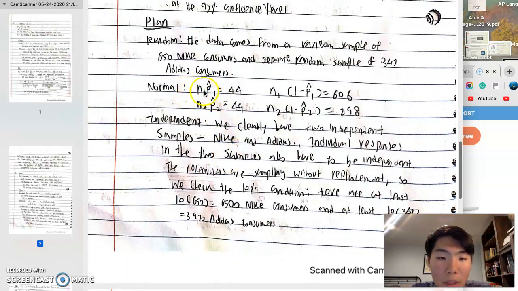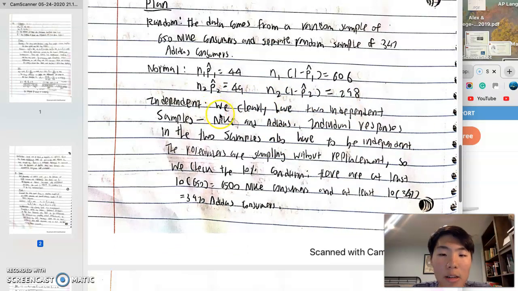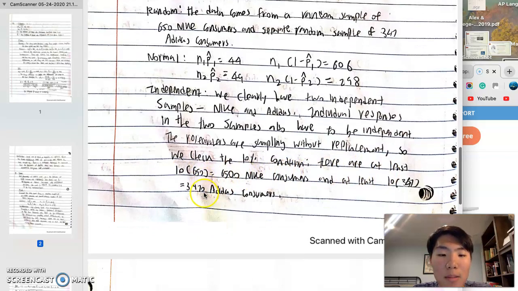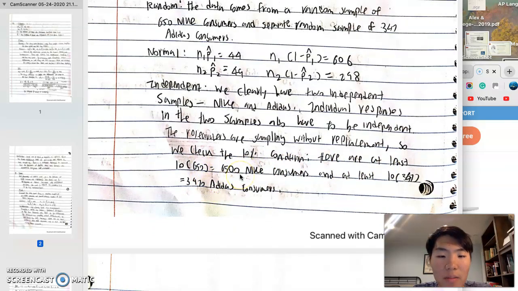So normal: n1 times p1 equals 44, n1 times 1 minus p1 equals 606, n2 times p2 equals 49, and n2 times 1 minus p2 equals 298. Independent: we clearly have two independent samples, Nike and Adidas. Individual responses in the two samples also have to be independent. The researchers are sampling without replacement, so we check the 10% condition. There are at least 10 times 650, so 6,500 Nike consumers, and at least 10 times 347, so 3470 Adidas consumers.